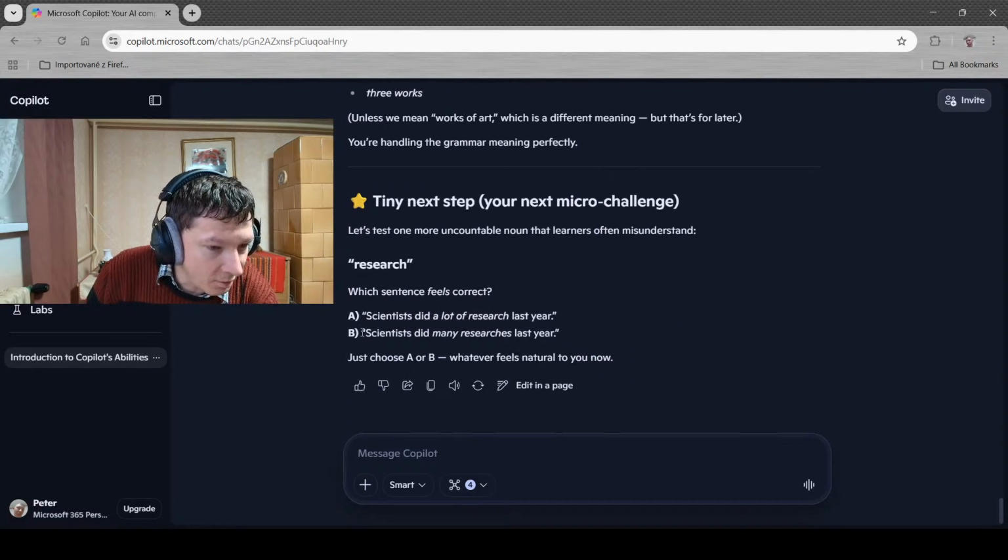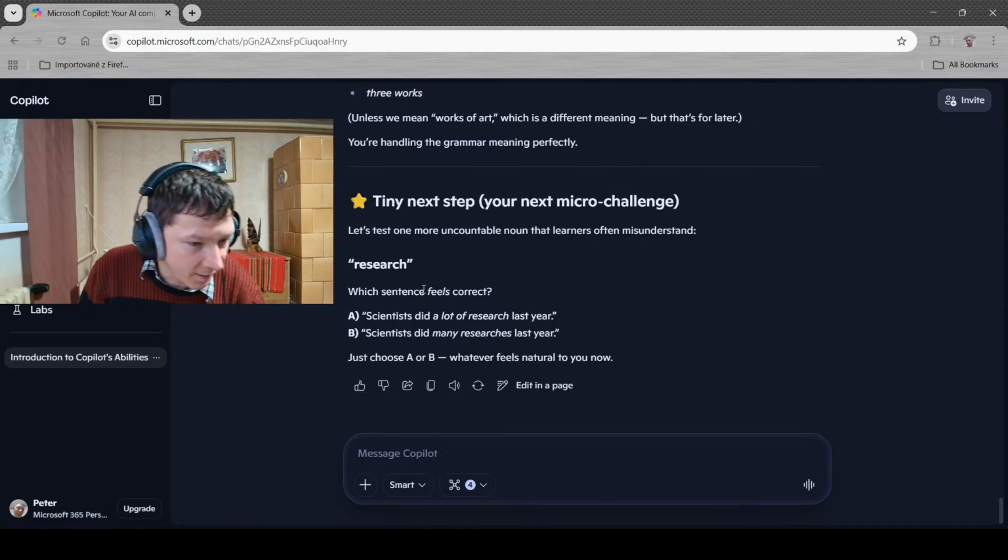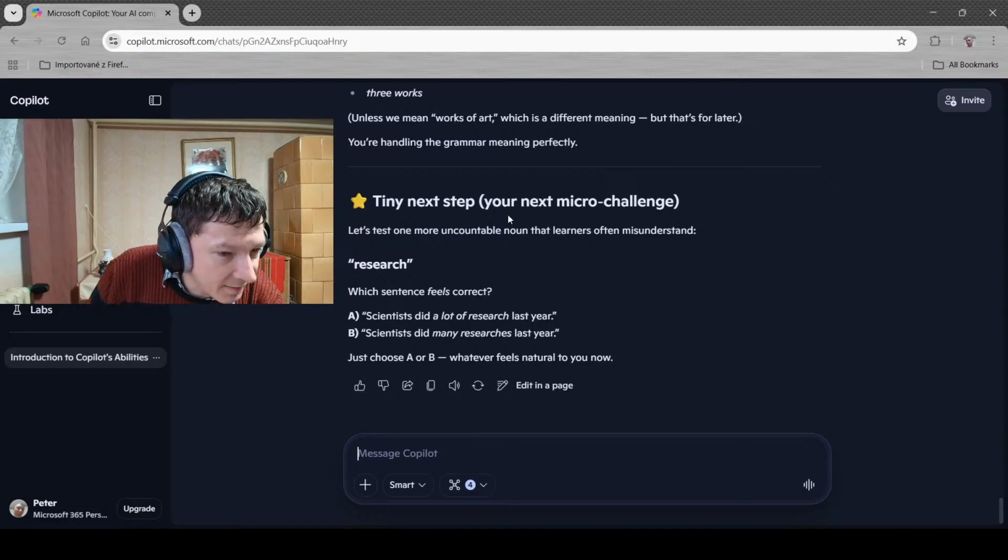Okay, people. Okay, research. Research is a bonus for today. Tiny next step, your next micro challenge. Let's test one more uncountable noun that learners often misunderstand. Research. Which sentence feels correct? Scientists did a lot of research. Researches. Oh, this is easy.